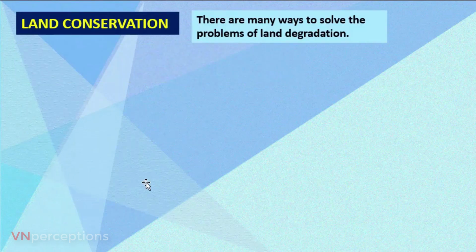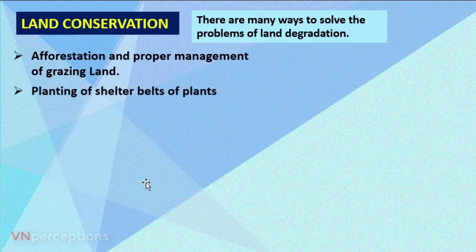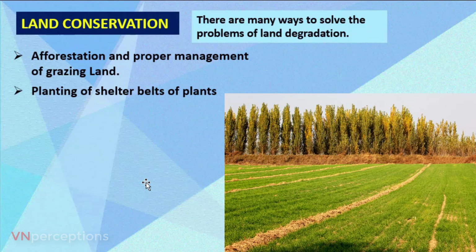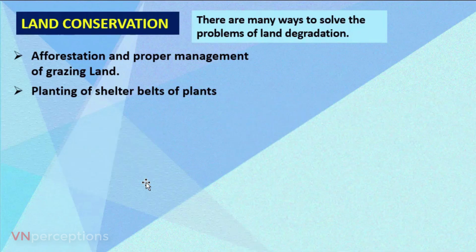Now there are many ways to solve the problems of land degradation. And they are, first one is afforestation and proper management of grazing land. Second is planting of shelter belts. Now what do we understand by this? Whenever we take an agricultural land, the upper layer of the soil is the best part of the soil. It should be prevented from erosion. One of the methods is along the border of the agricultural land plant trees, which is referred to as shelter belts, and that reduces the velocity of the wind and thereby prevents land degradation.